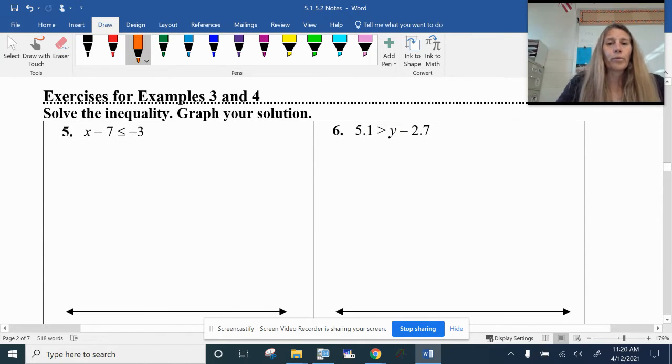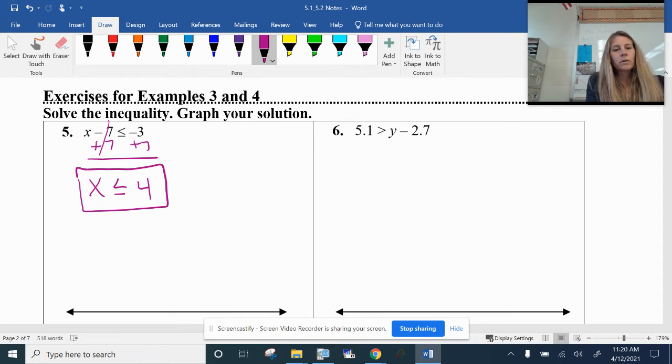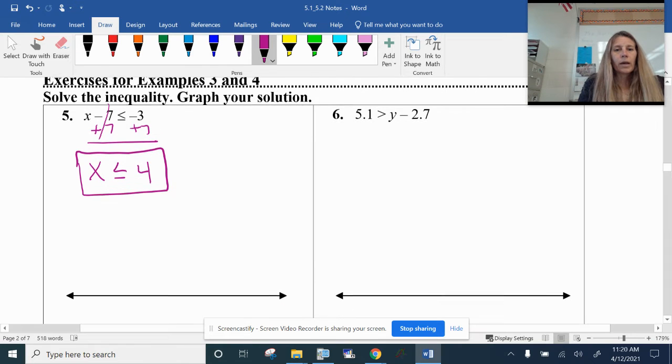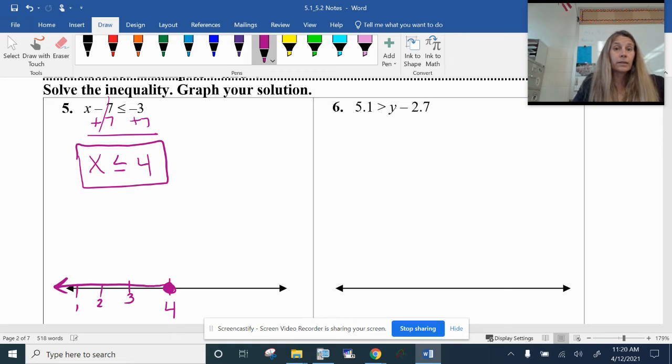All right, so let's do a couple practice problems with this. To get my x by itself, I'm going to add the 7. That will give me x is less than or equal to positive 4. I'm going to put my 4, which is my cutoff number, on my number line with a closed circle. And x is less than or equal to 4. And the numbers less than or equal to 4 would be on the left, such as 3, 2, 1, and so on.